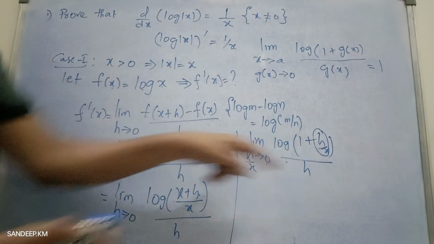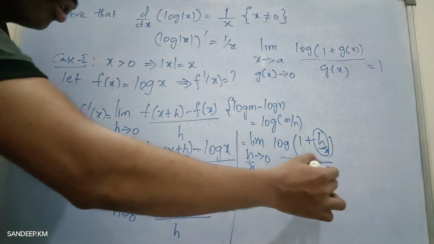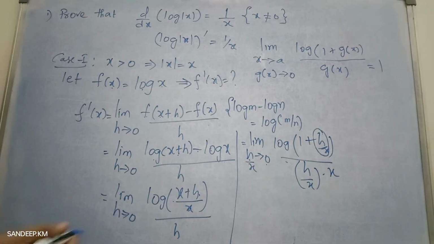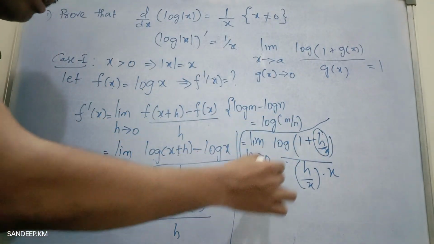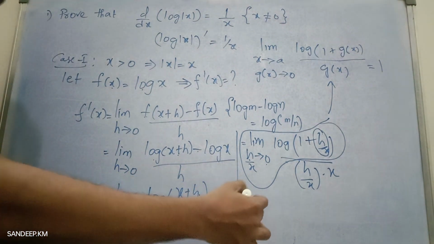So here, h by x means here also I would like to have h by x. So I divided with x, so I'll also multiply with x. And this is obviously in this form, correct or not? Its value is 1.